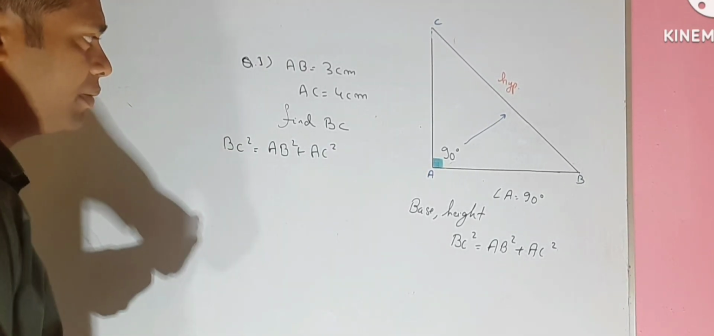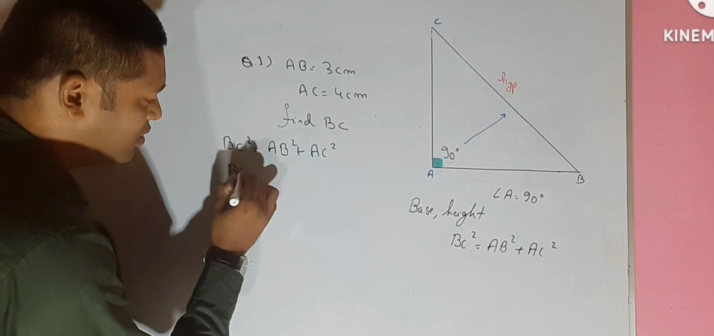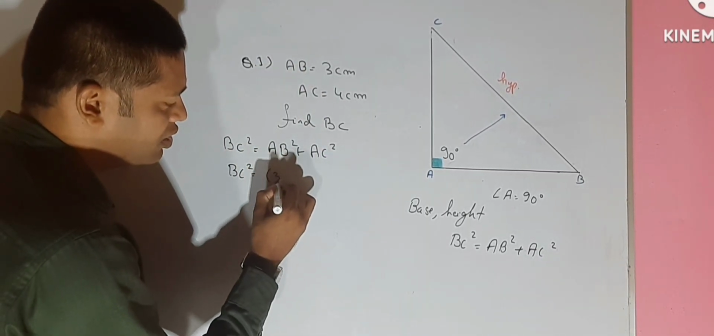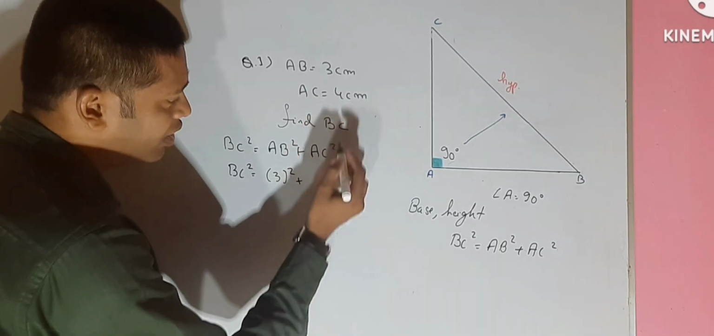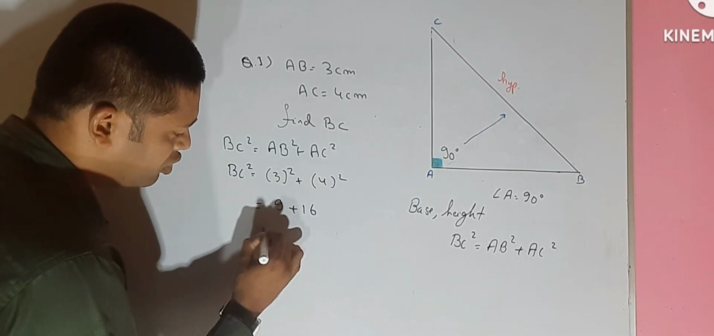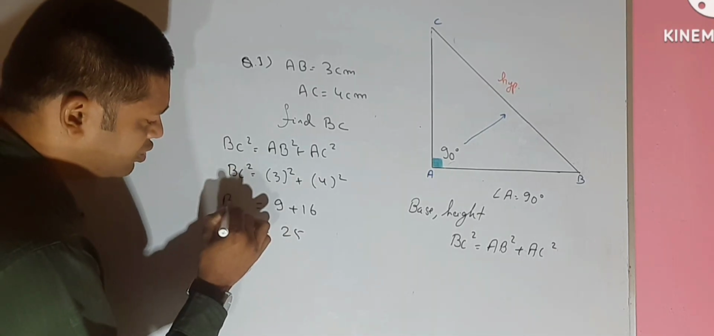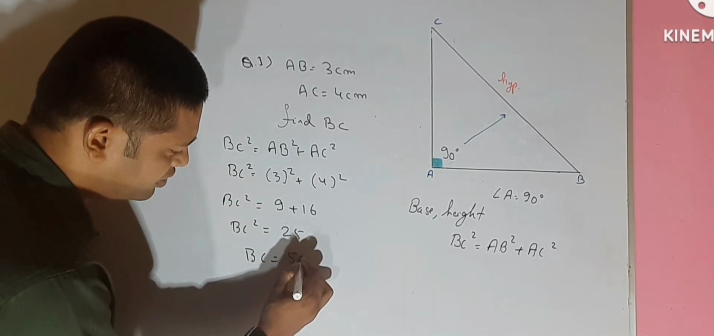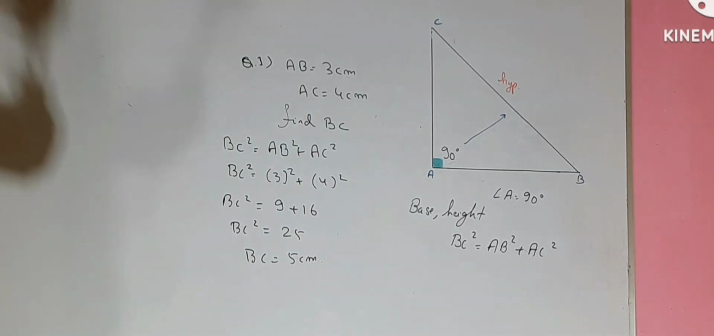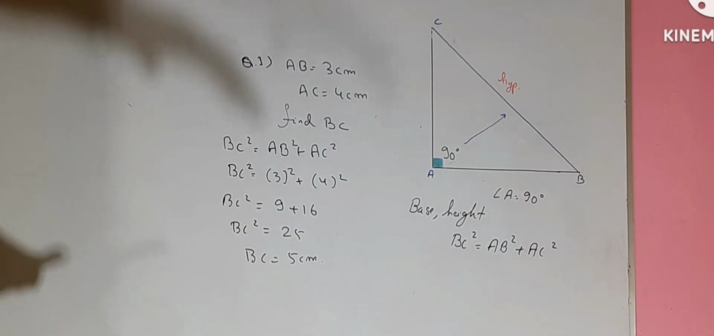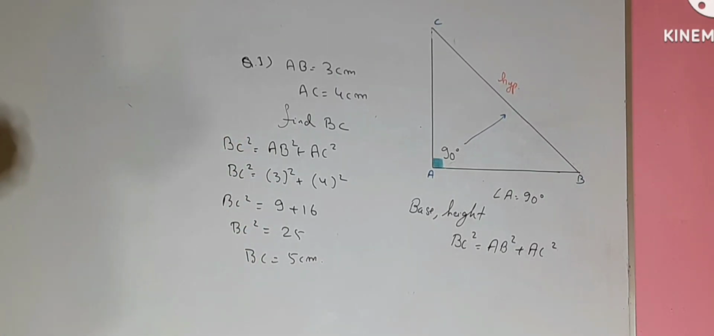Now, BC square, are we having it? No sir, we are not having it. So write it as it is, BC square. AB we are having, sir, so AB square is 3 square. AC we are having, so 4 square. So it will be 9 plus 16, so 25. BC square is equal to 25, so BC will be 5 centimeter. This is the way you will find it out. Okay, very good. If you know it, it is very good, and if you don't know, you understand how I am trying to do it.